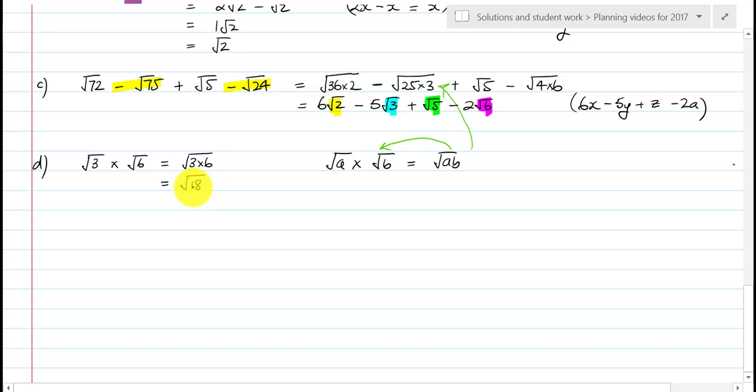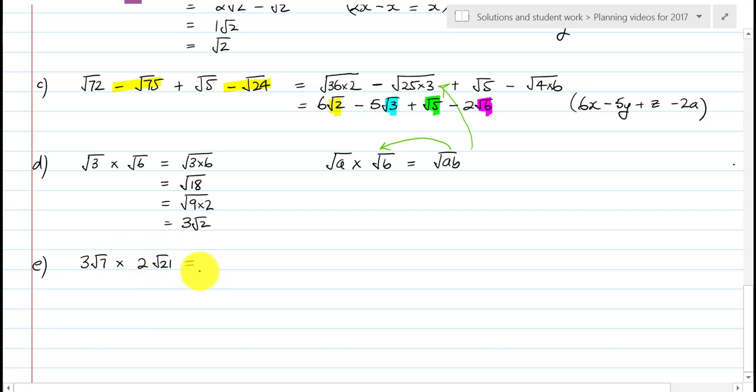And we should always be simplifying. So are there any square factors here? Yes, there are. So there is a 9 times 2, which is 3 root 2. So that can be simplified down to 3 root 2. And example E. 3 root 7 times by 2 root 21.